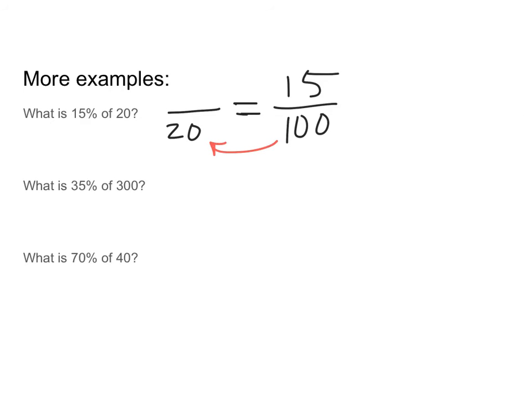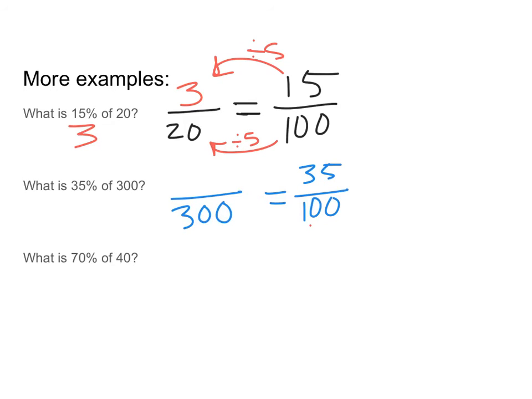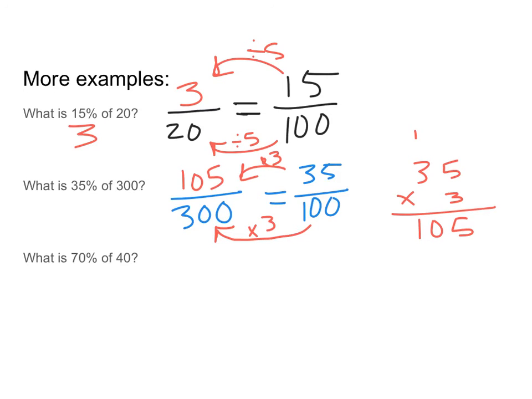So on the first one, you can see that we have to scale down by 5. So we're dividing by 5. 15 divided by 5 gives us 3. All right, on the next one, we have a bigger number. We have 35% of 300. So we're going to multiply by 3 for both. And then 35 times 3, 3 times 5 is 15, and then 9 and 10 will give us 105. So 105 is 35% of 300.